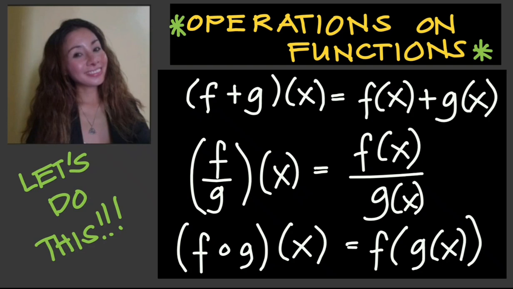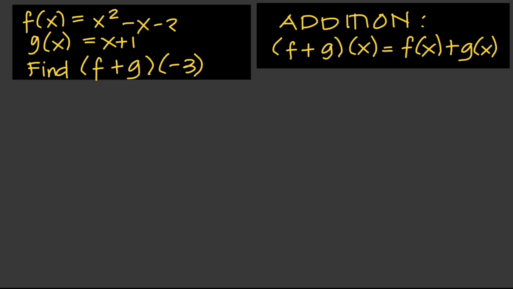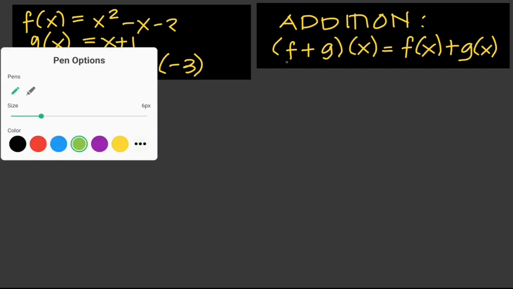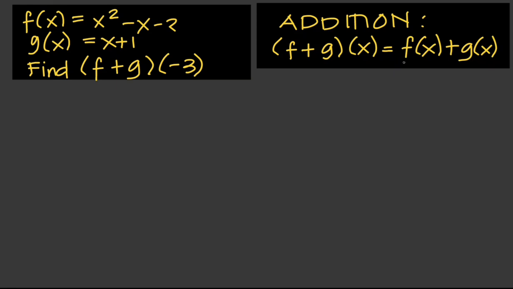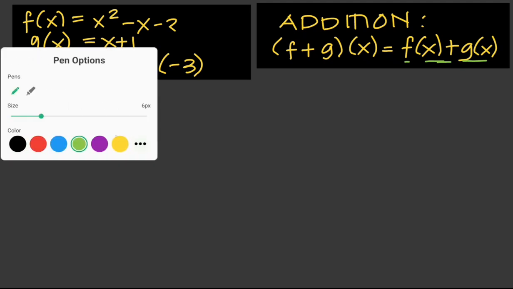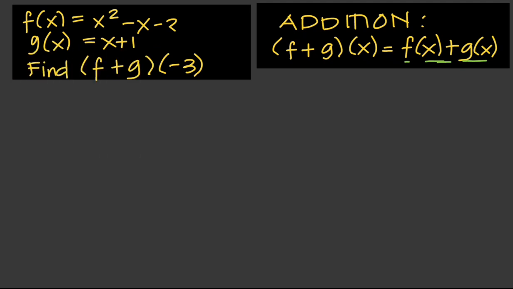So let's start with addition of functions. When we add two functions, say f plus g of x, this is just equivalent to the sum of the two functions, f of x plus g of x. Say for example, we're given f of x is equal to x squared minus x minus 2, then g of x equals x plus 1. Then find f plus g of -3.